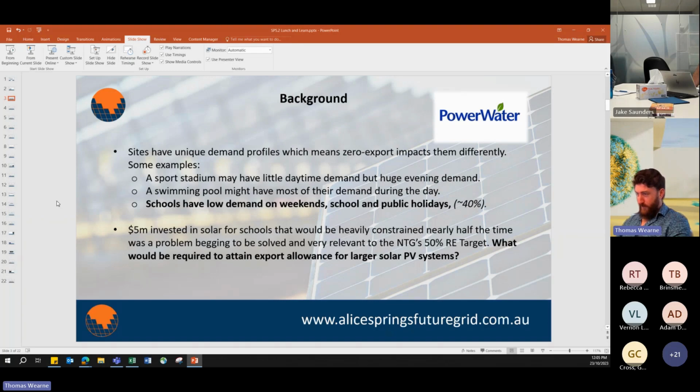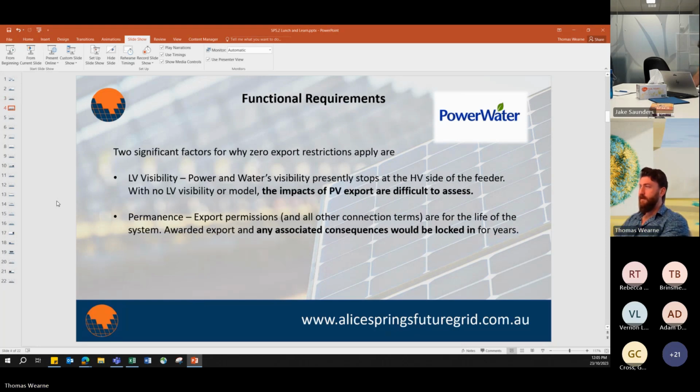So observing $5 million being invested in solar for schools that would be heavily turned down nearly half the time was a problem begging to be solved, and really relevant for the Northern Territory government's 50% renewable energy target, which the Alice Springs Future Grid project was created to address. So that begged the question, what would be required to attain export allowance for larger PV systems?